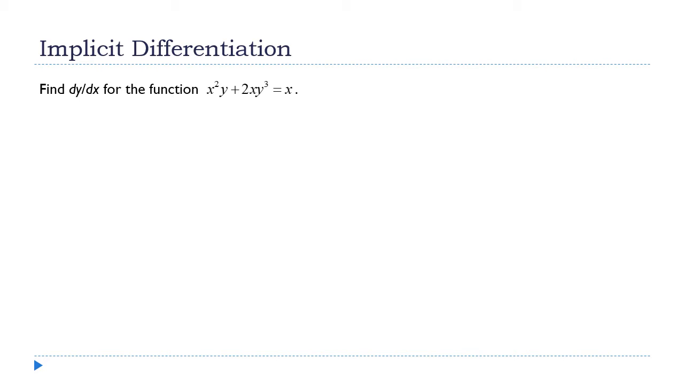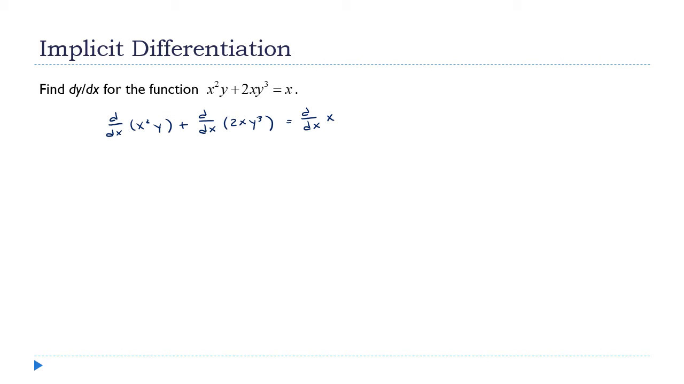Okay, so let's try another one, just getting some practice in here. I'm going to need multiple rules here to do this. So I'm going to differentiate d/dx of x squared y plus d/dx of 2xy cubed equals d/dx of x. I'm just differentiating all the parts.